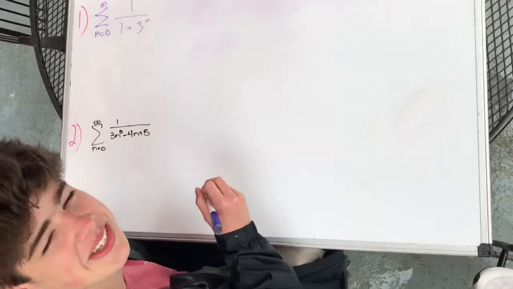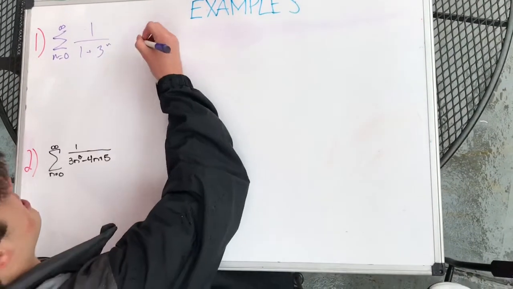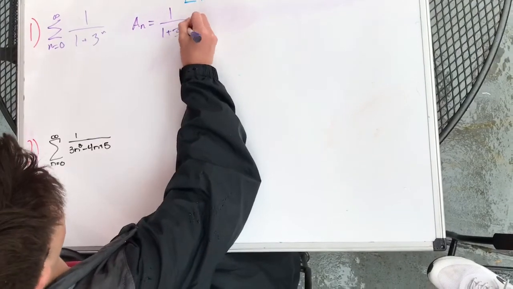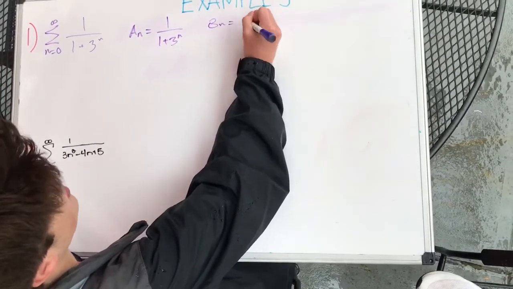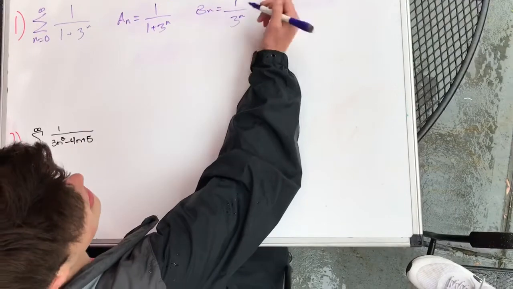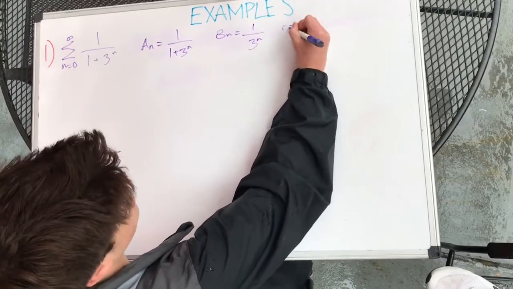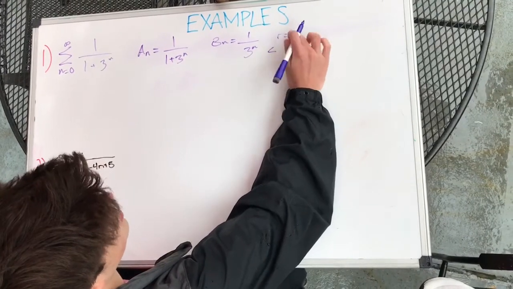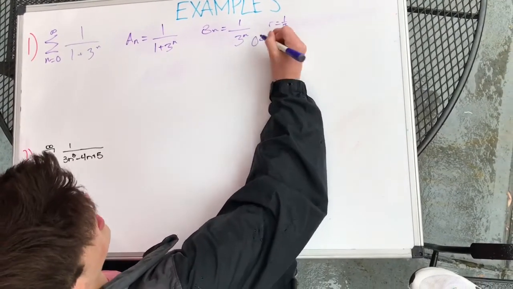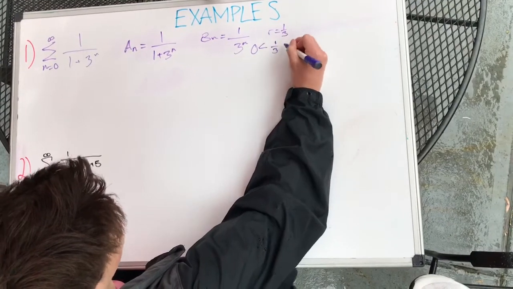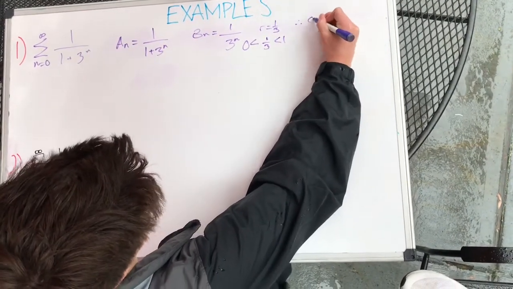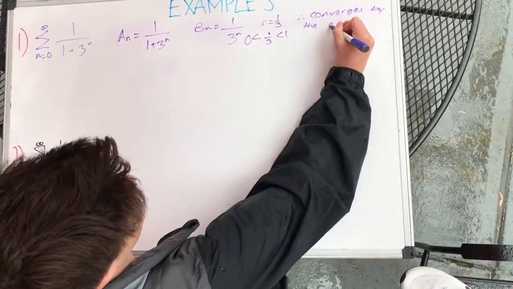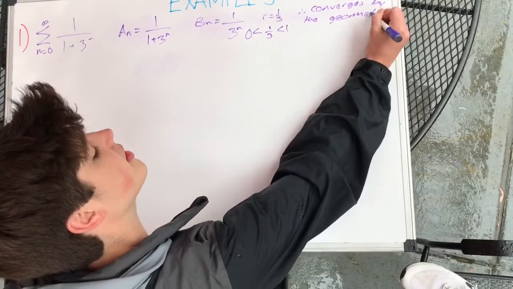Today we're going to do some comparison examples. For this first one, we're going to do direct comparison, because we can obviously see a sub n equals 1 over 1 plus 3 to the n, and b sub n equals 1 over 3 to the n. Now we can easily see that this is a geometric series, and because r equals 1/3, my bad, and 1/3 is between 0 and 1, this therefore converges by geometric series test.